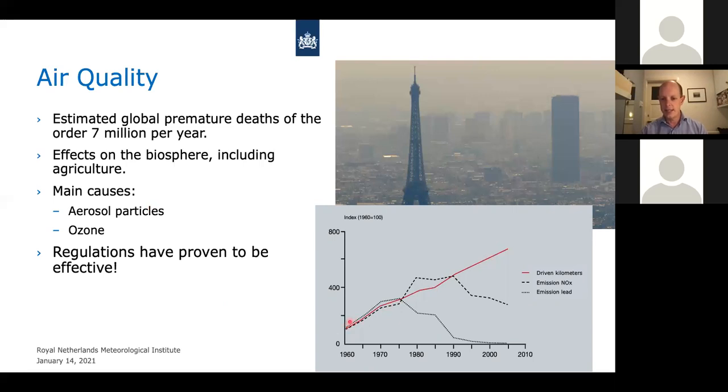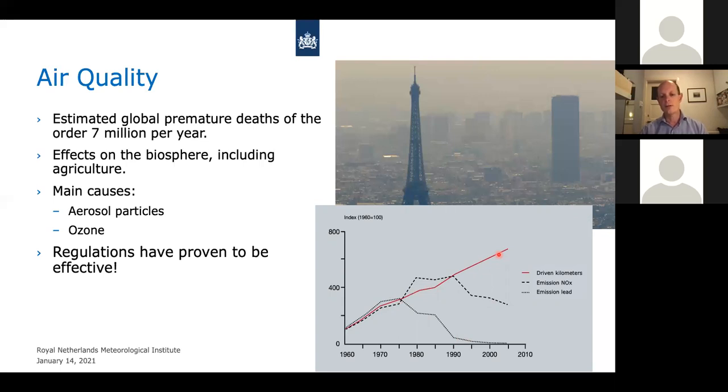And then you see these two other lines, which is the emission of lead and the emission of NOx. And you see that in the beginning, the emissions kind of scaled with the amount of kilometers that were driven. But at a certain point, when regulations came into place, first the lead emissions decrease, and then also the NOx emissions decrease, while still the amount of kilometers driven increases. So that's a sign that these regulations really are effective.